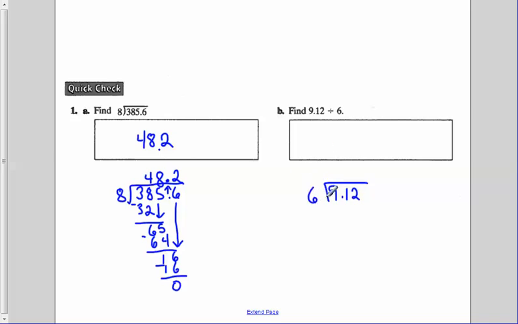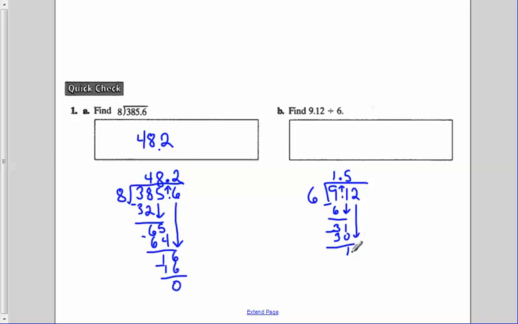And so 6 goes into 9 once. So 6 times 1 is 6. I subtract, I get 3. Now I'm going to put my decimal point straight up into my quotient right away. And I'm going to bring my 1 down. 6 goes into 31 5 times. I have 30. I subtract, and I get 1.